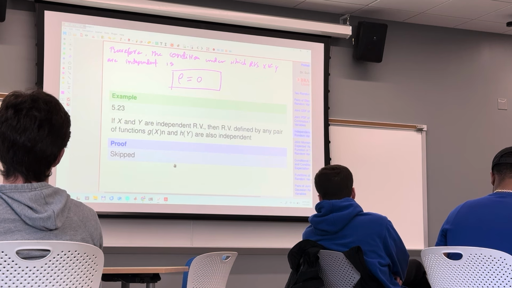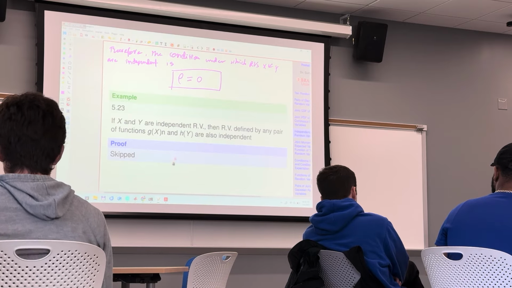So this example, and there are several other examples I put as part of your homework problems.